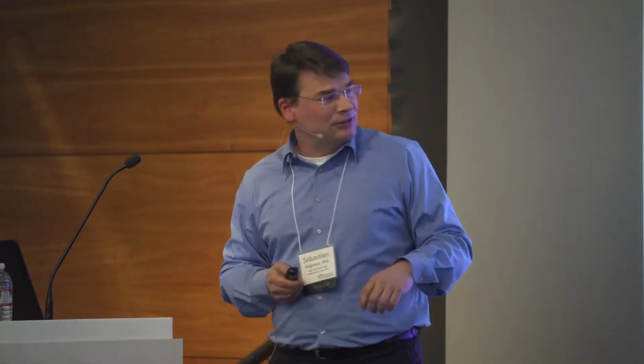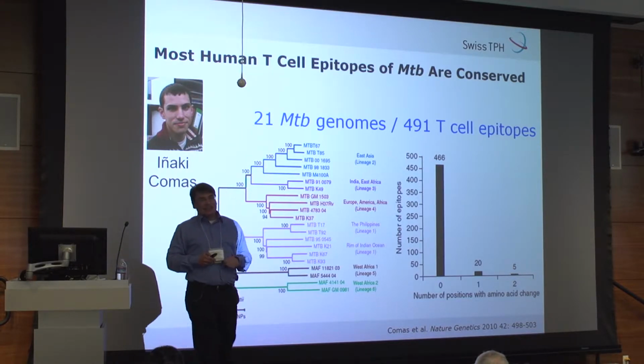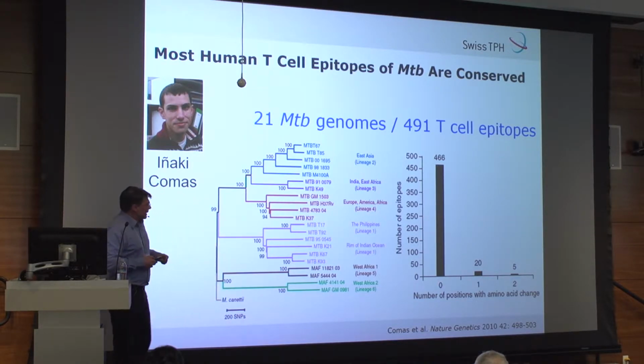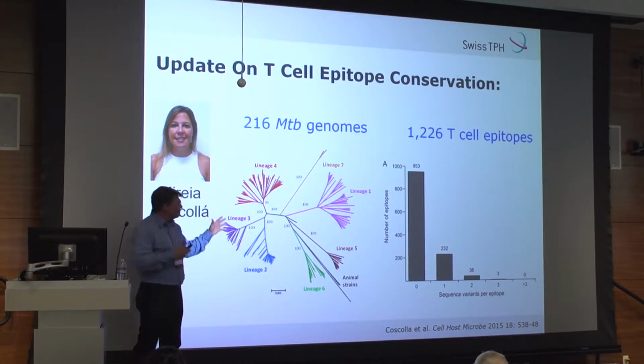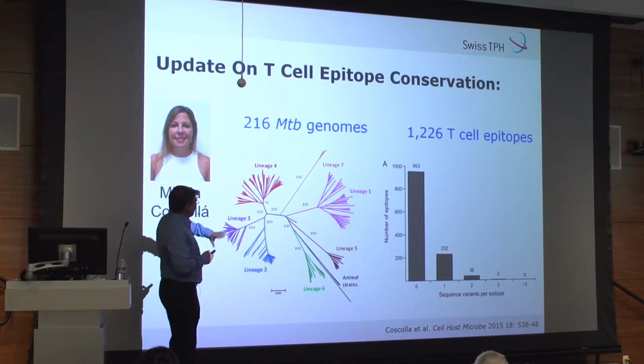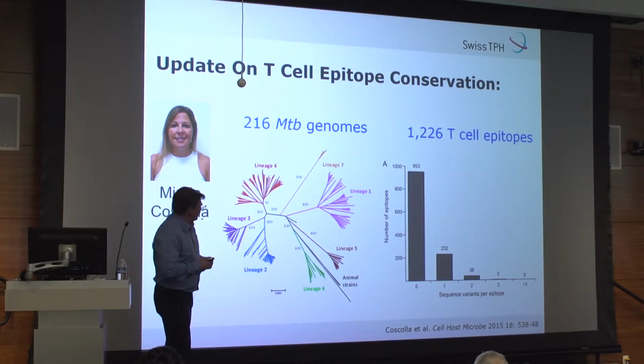To our surprise, the large majority of these T-cell epitopes were totally conserved. Essentially, no single amino acid variation was found across these 20 genomes in these 466 T-cell epitopes. There were a few which had maybe 1 amino acid difference. That was totally surprising to us. More recently, another postdoc in the lab repeated this analysis with many more genomes. In the meantime, we also know about more T-cell epitopes. Same picture: more than 80% of these T-cell epitopes are totally conserved across now 216 MTB strains. So actually the opposite of what we had expected.